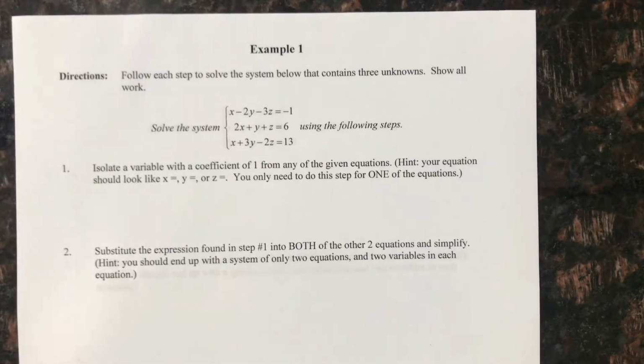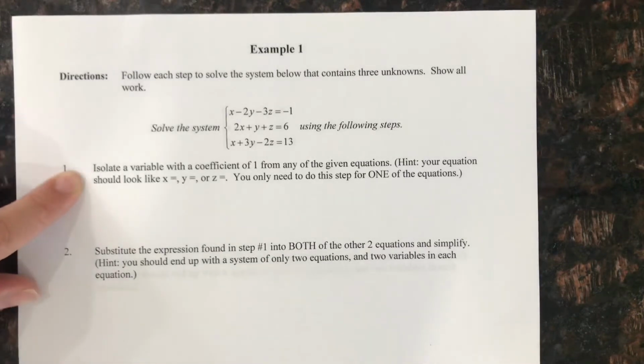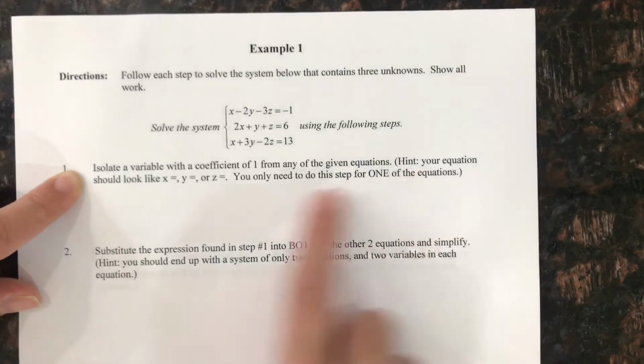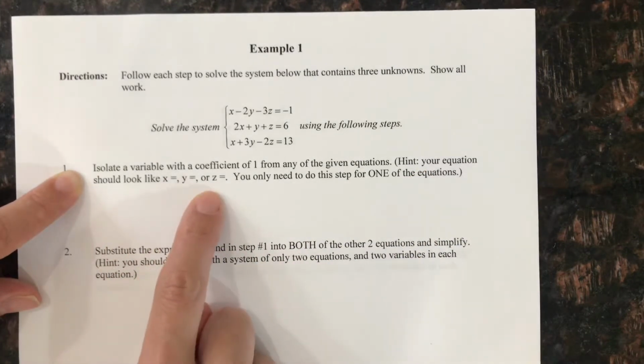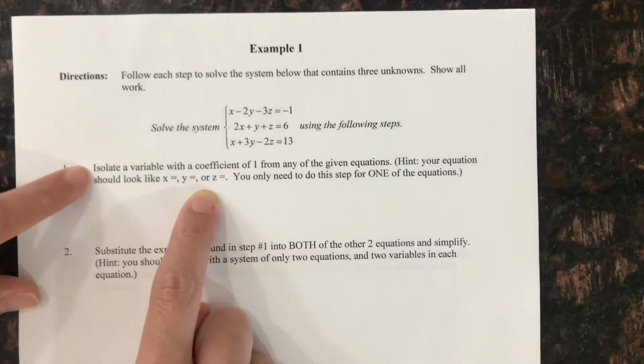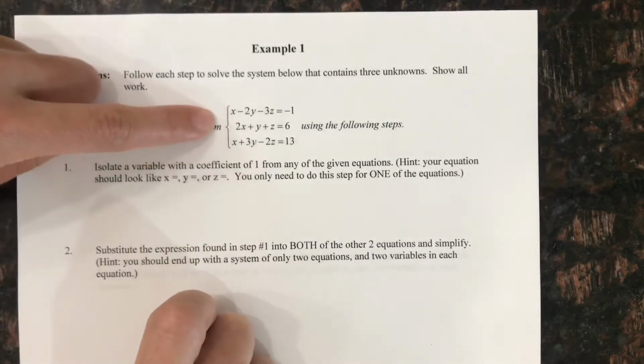Okay, now we have individual steps of how we're going to solve this problem. And actually this entire page is just meant to solve this one problem. And it is kind of broken down into individual steps, okay? So the first step says to isolate a variable with a coefficient of 1 from any of the given equations. Hint, your equation should look like x equals, y equals, or z equals. That's what it means to isolate a variable. You're getting it by itself. Now, we only need to do that for one of these equations, okay?